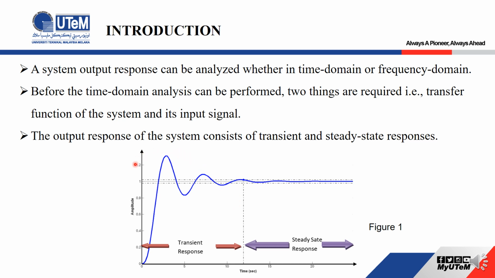Okay, for this transient response, this is a response generated by a system which is highly influenced by the nature or physical trait of a system. So it is not influenced by the input. On the other hand, this steady state response is influenced by both the input signal and the physical state of the system, so it can only be generated for a stable system.